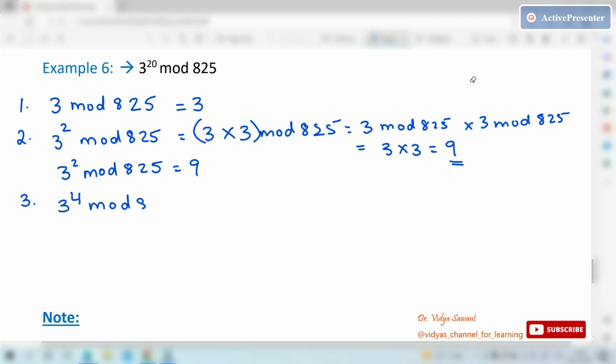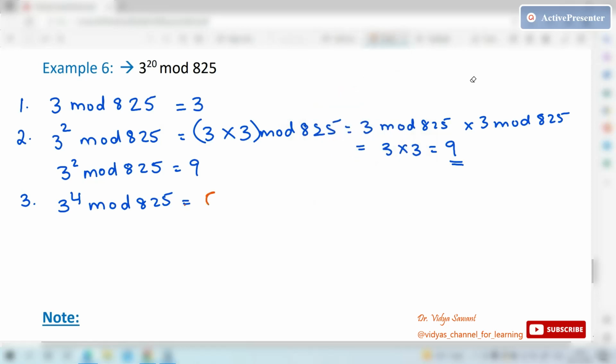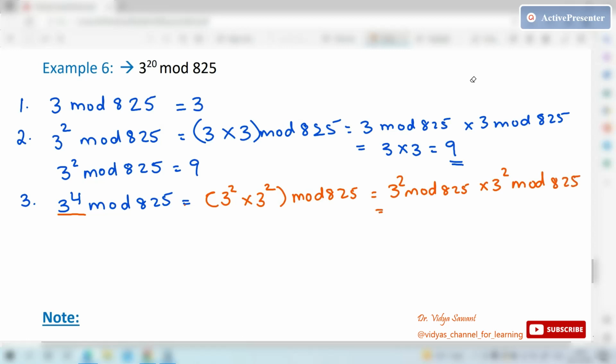Then we proceed to the third step where we want to find 3 raised to 4 mod 825. I'll use a different color so that you understand the step. Here, 3 raised to 4 can be represented as 3 raised to 2, raised to power of 2 mod 825. That is 3 square mod 825 multiplied by 3 square mod 825. The answer of 3 square mod 825 is 9, and another 3 square mod 825 is also 9, which gives 81. When you get 81 as the answer, you ask again two questions. Is it positive? Yes. Is it between 0 to 824? Yes. Therefore, the answer is 81.